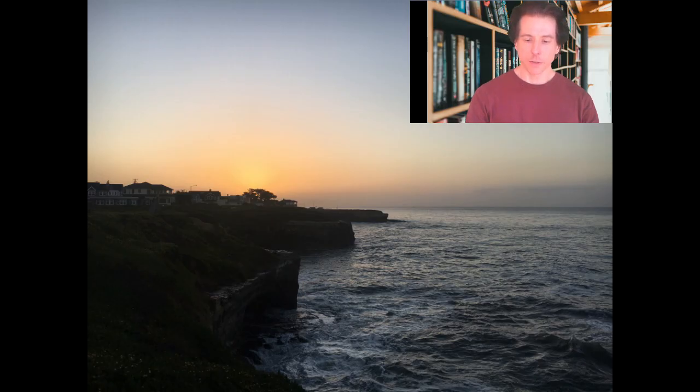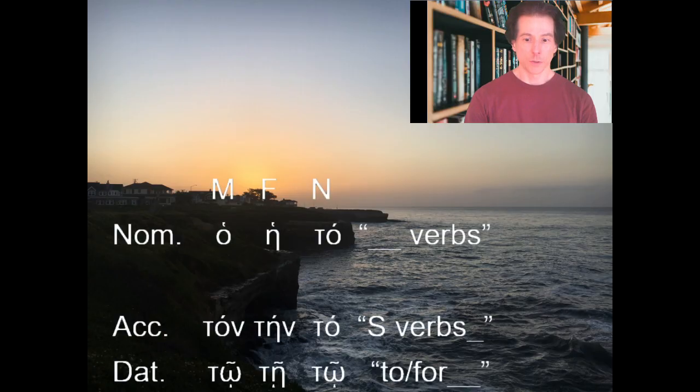Okay, so let's look at all of these masculine, feminine, neuter gender forms just for these three cases in the singular. Okay, and what we've got here is the definite article, which is the: ho, he, to. So that's the nominative form in the masculine, ho, the feminine, he, and the neuter, to. So it's going to be translated as the same word, the.